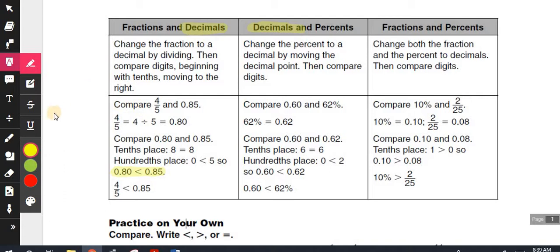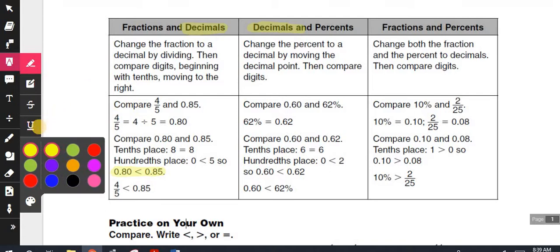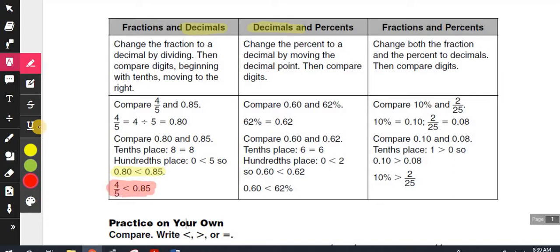And then for our final answer, we need to make sure that we write it in a way such that we are expressing our numbers in the way that they were originally written. So that 0.80 was the original form of 4/5. So our final answer needs to be written as 4/5 is less than 0.85.